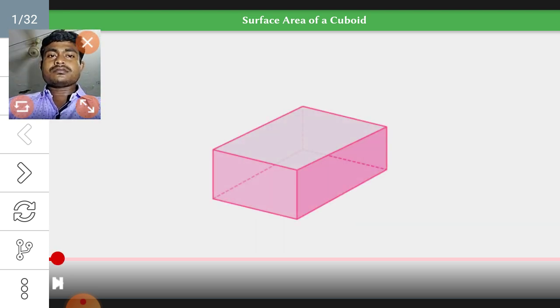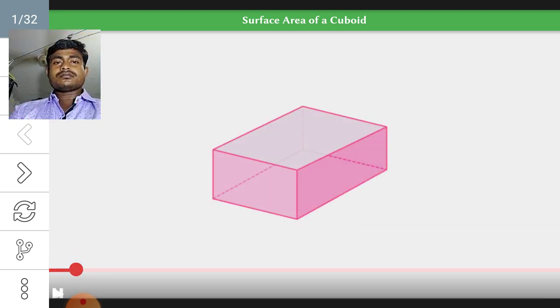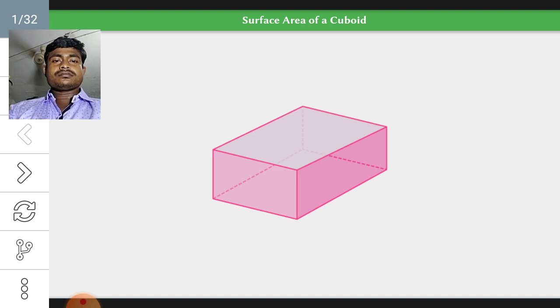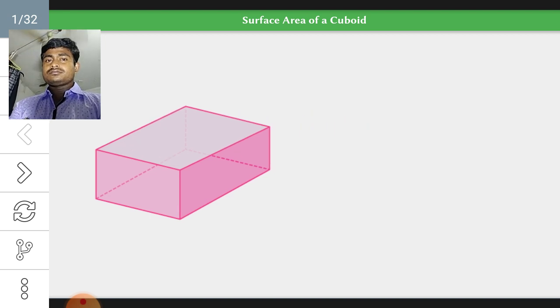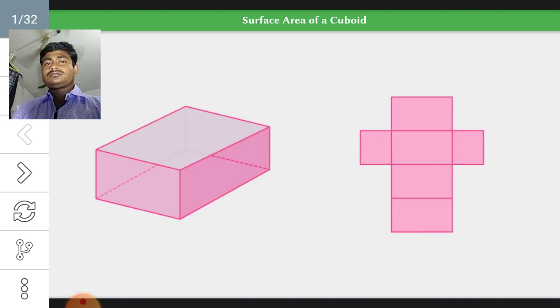A cuboid is made up of 6 rectangles, also known as faces. The total surface area of a cuboid is the sum of the areas of all these 6 faces.